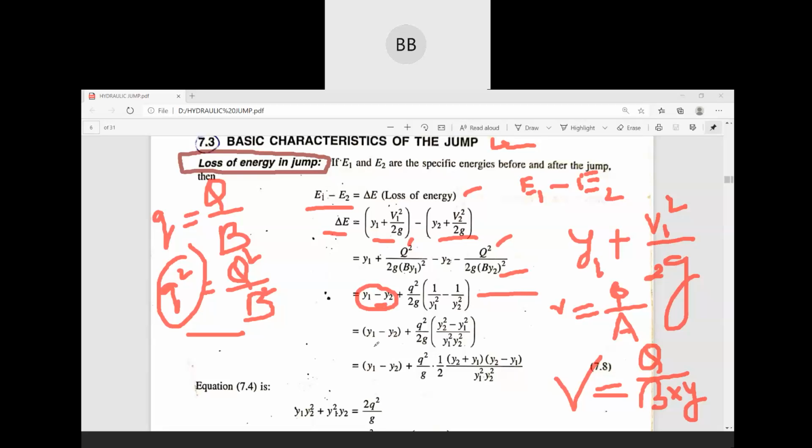Okay, so after that this will be (y1 minus y2) q square by twice g. Then if you take the LCM, it will be (y2 square minus y1 square) divided by (y1 square y2 square). Here again, a square minus b square, you can write as (a plus b)(a minus b). So till here you first write.